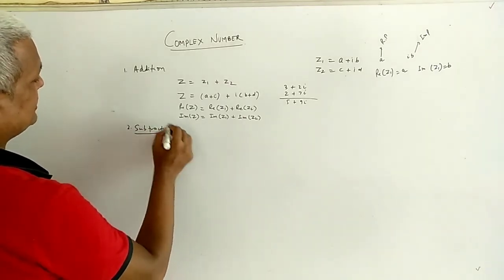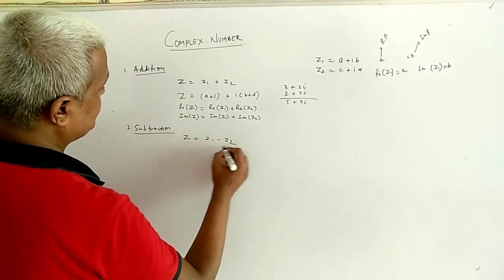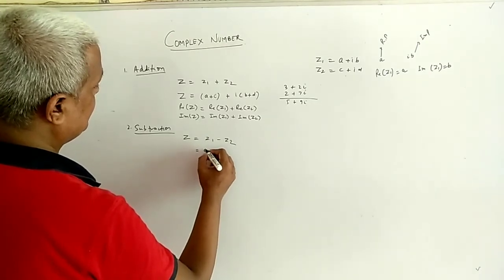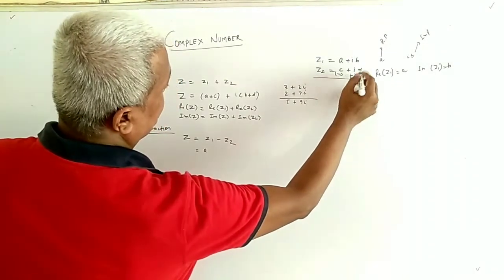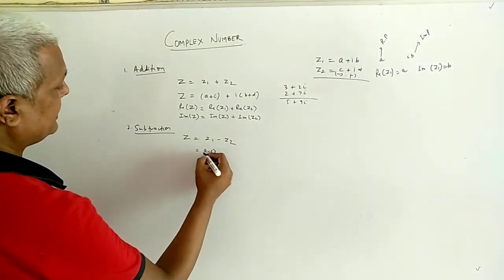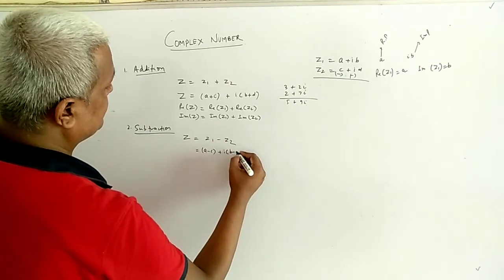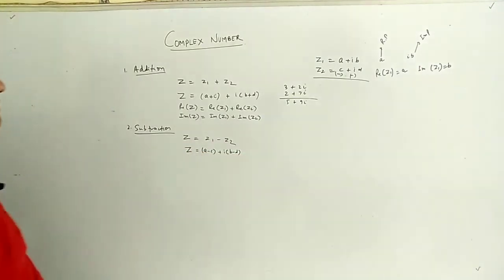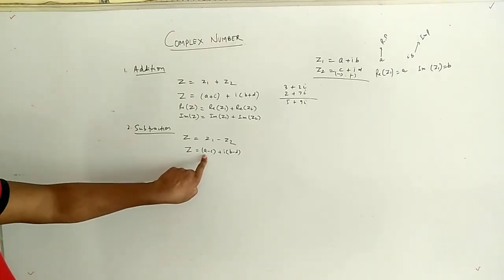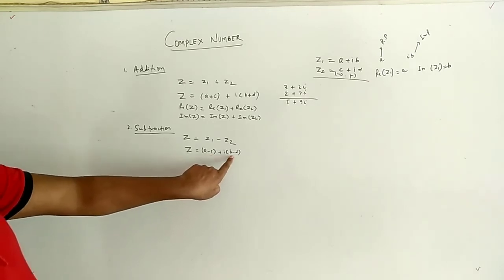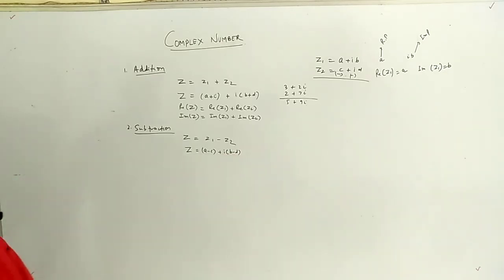Number 2, subtraction. Just like algebraic subtraction, you get Z is Z1 minus Z2, and it becomes A minus C plus i(B minus D). This is our subtraction, which means the real part of Z is the real part of Z1 minus the real part of Z2, and the imaginary part of Z is the imaginary part of Z1 minus the imaginary part of Z2.